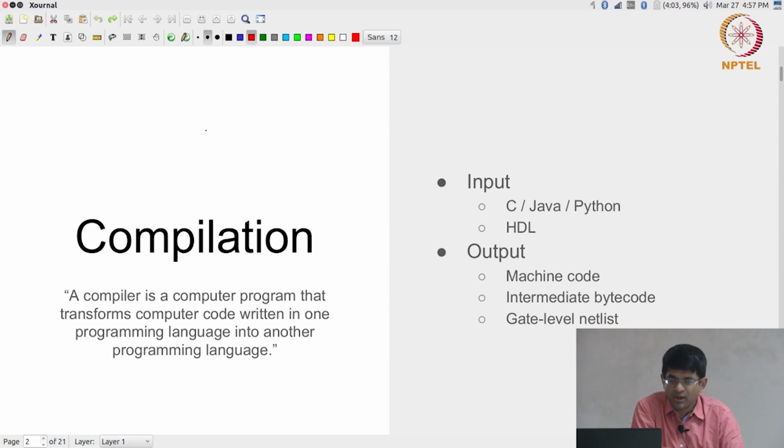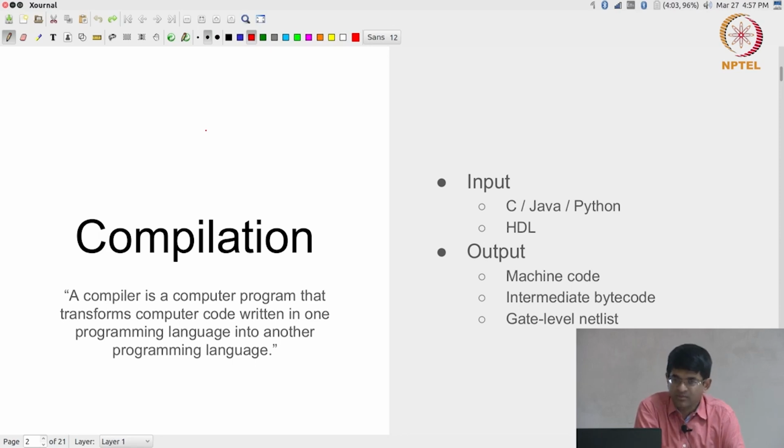The usual common outputs, one is the machine code of the processor, which is the most common case. The second is intermediate byte code. This is, for example, what is generated by Java, right. Java generates something called a byte code, which is then run through the Java virtual machine and is actually executed, right. That is somewhere in between the actual machine language of the processor and a high level language like C or Java. Or the third kind of output could be a gate level netlist, right, which is what finally we are interested in.